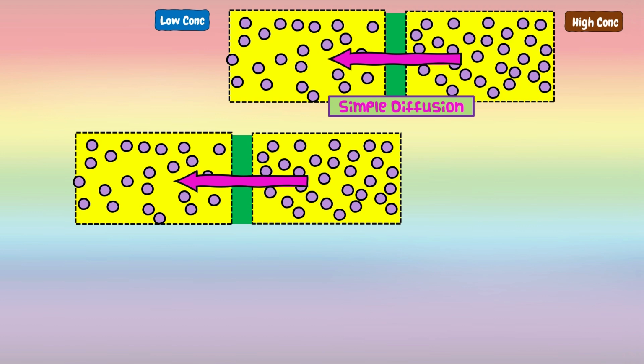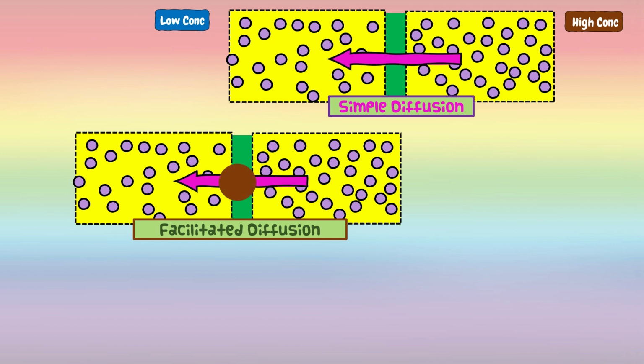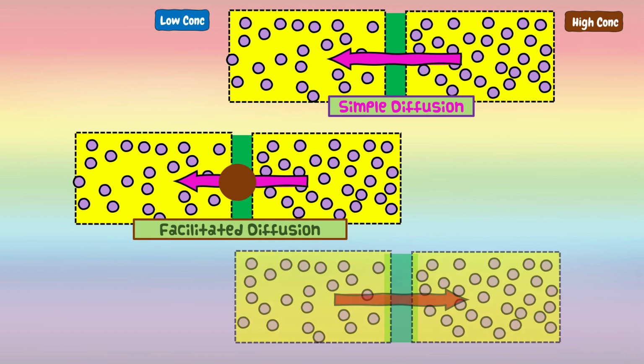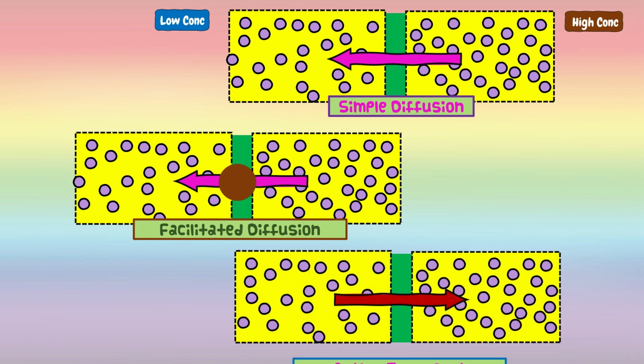This is the pathway showing direction of net solute flux crossing a membrane by facilitated diffusion, meaning from high to low concentration, through transporter molecules. While this is the pathway showing direction of net solute flux crossing a membrane by active transport, meaning from low to high concentration, through transporter molecules.